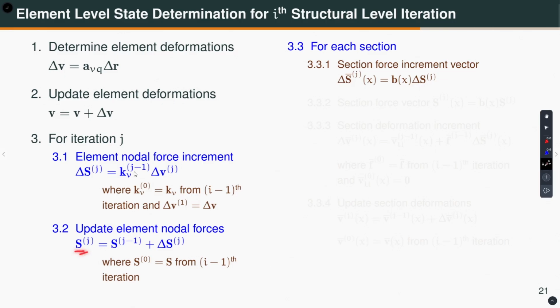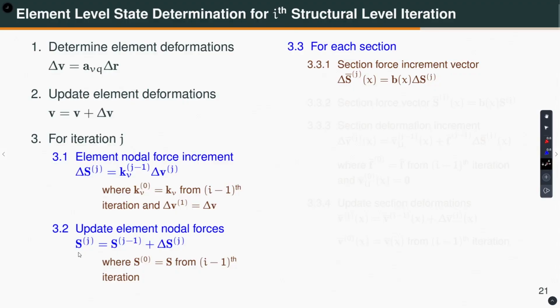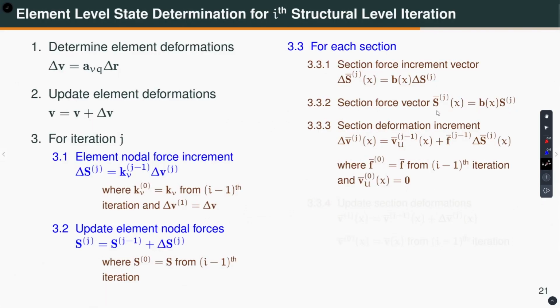How did we get this? We got this using the tangent stiffness matrix of the element, which cannot give me, this product cannot give me the incremental force, right. So, this is a linear step that we are doing considering the tangent stiffness matrix, right. So, therefore, after we got that, for each section using the force interpolation function, we can get the incremental section force, which is B into delta Sj, and we can also get the section force vector, which is B into Sj. Okay.